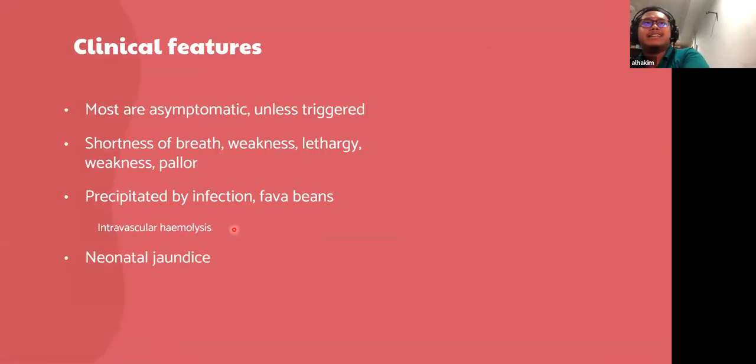Okay. Next is the clinical features. Most are asymptomatic unless they are triggered by an oxidative stressor. So they can have a normal life, but once they are exposed to stressors like drugs, fava beans, kacang parang, and infection, the symptoms are shortness of breath, weakness, lethargy, pallor, precipitated by infection or fava beans, and it is intravascular hemolysis. In newborns, there is neonatal jaundice, which is common for babies to have.